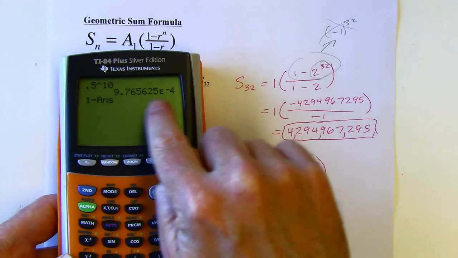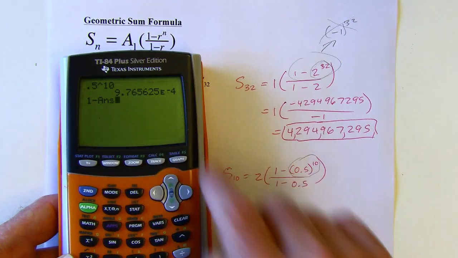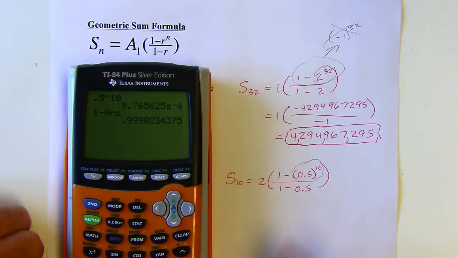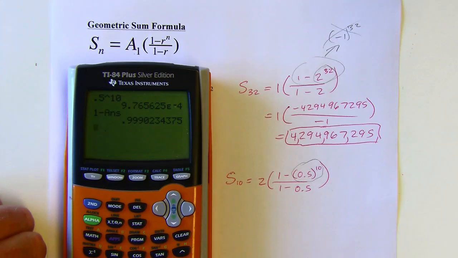So I've got, this isn't scientific notation, so I wouldn't even want to try to type that out. But I can do 1 minus that last answer. Gives me this, which is almost 1. But I don't want to round it. Don't round as you go. Keep these decimals in there.